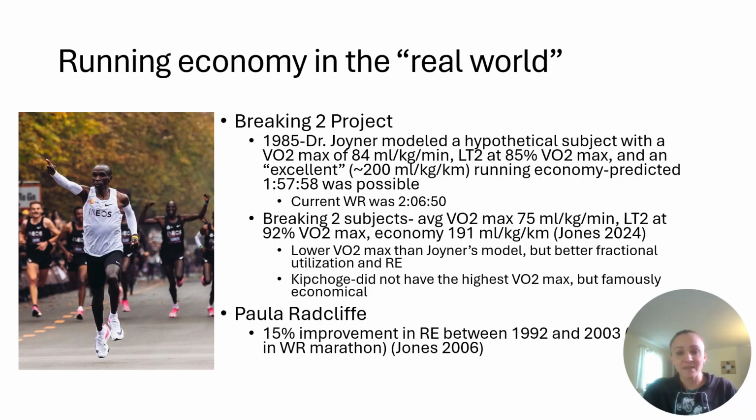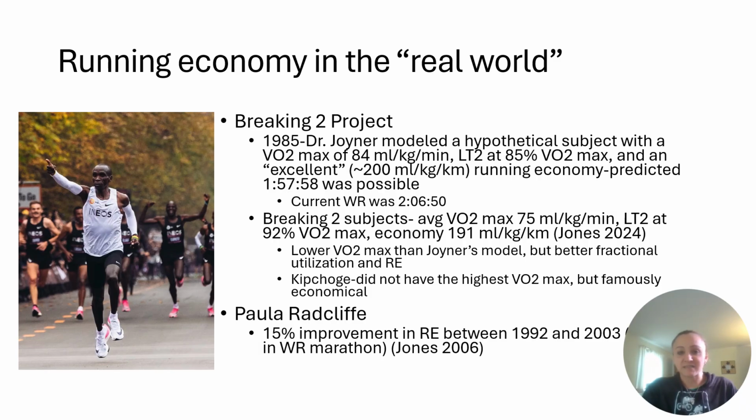Eventually, Eliud Kipchoge was able to break 2 hours. Obviously, there was pacing and super shoes in there, but I think he actually had the lowest VO2 max of any of the participants, but he had the best run economy. He's one of the most economical runners that has ever been on the planet, so he was able to break the 2-hour barrier.